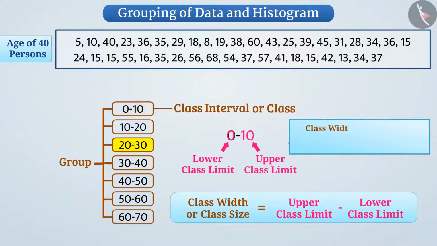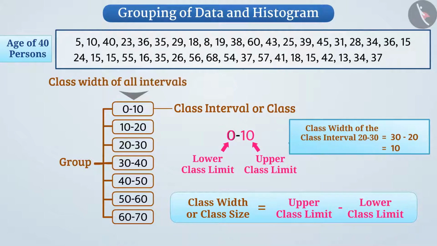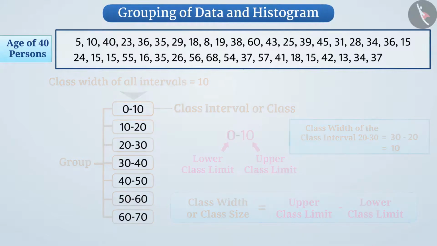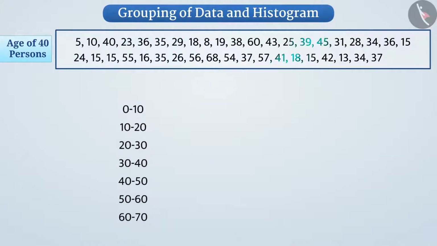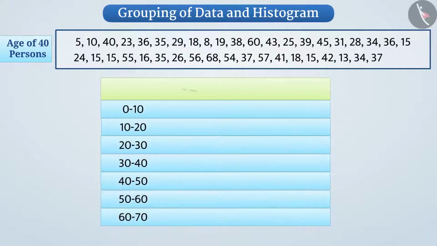Similarly, the class width of the class interval 20 to 30 will be 30 minus 20, equal to 10. Similarly, here the class width of all intervals is 10. Now we will represent the numbers in the table in the form of tally marks. Here the observation 5 is included in the class interval 0 to 10. So we will represent it in the table by making a tally mark in the row 0 to 10.